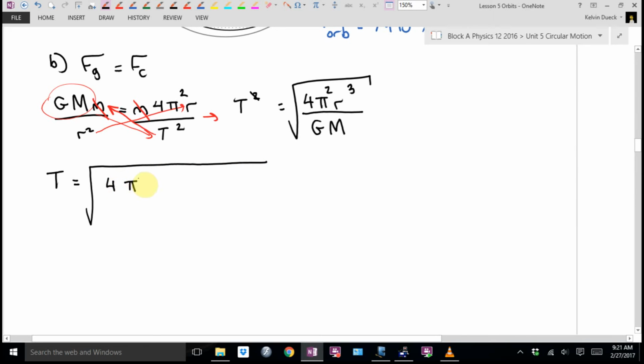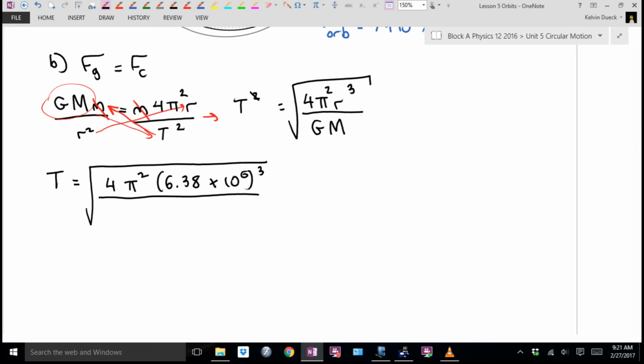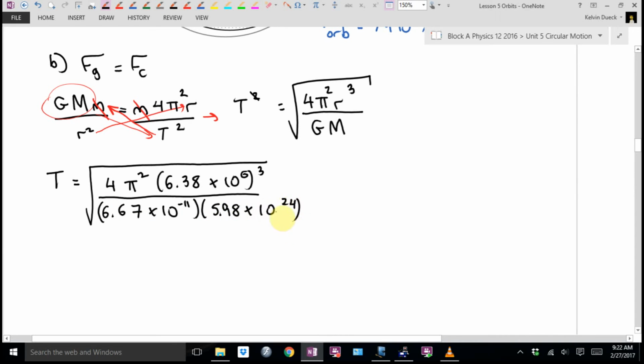4 pi squared, 6.38 times 10 to the 6th, cubed. All of you must type this in to see if you can do this on your calculators. Every one of you. Yes, Robbie, you too. James is going to try typing this in as well. I would type everything inside, depending on your calculator. Some of your calculators, when you hit square root, give a little sub-window. But for me, I would type everything in, hit equals, and then the square root of the answer.